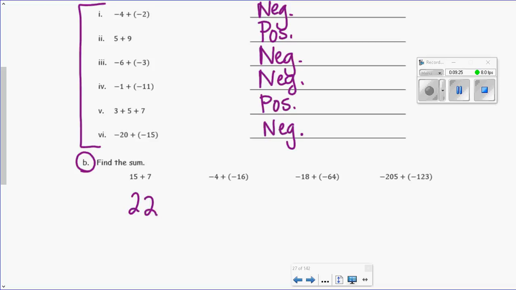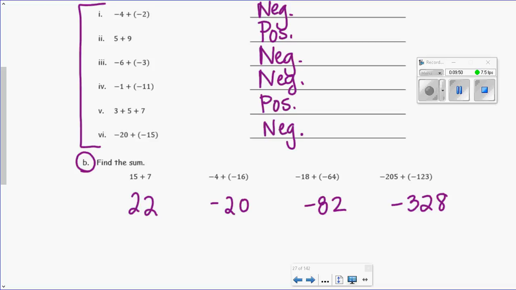Okay, we got 22, -20, -82, and -328. Hopefully you did well on that. And if you have questions, make sure that you bring those to me in the next class when we go over these. You can ask any of those questions that you want to. Okay, go ahead and turn to page 28.